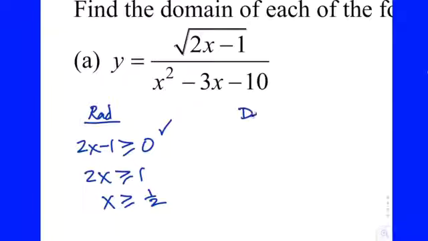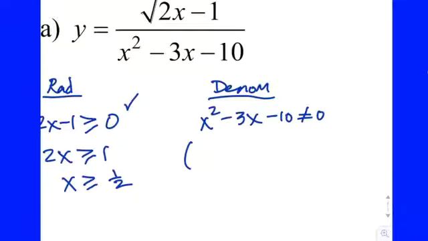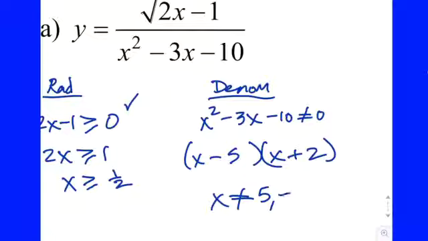Now we'll come over here and we'll put denominator. And what do we do with the denominator? We say that what part of it can't equal 0? All of it. We take the entire denominator and we say it can't equal 0. We find the values that don't work. And we solve that just like an equation. So does this one factor? I hope so, right? x minus 5, x plus 2. And then I say x cannot equal 5, comma, negative 2.